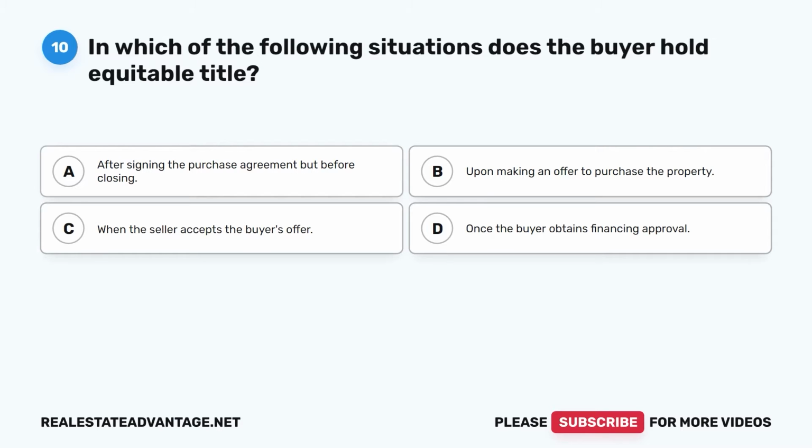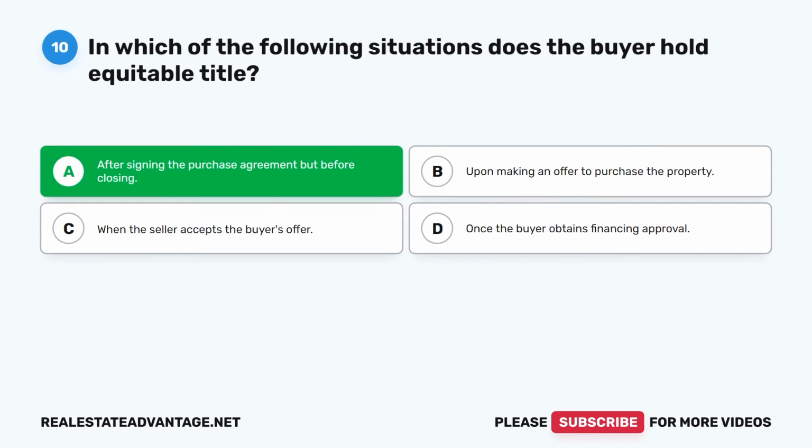Question 10. In which of the following situations does the buyer hold equitable title? A. After signing the purchase agreement but before closing. B. Upon making an offer to purchase the property. C. When the seller accepts the buyer's offer. D. Once the buyer obtains financing approval.